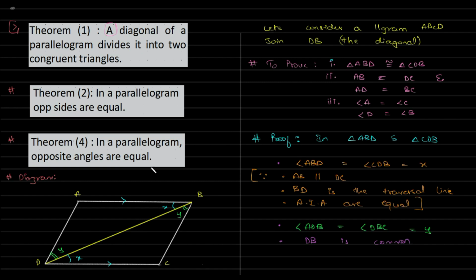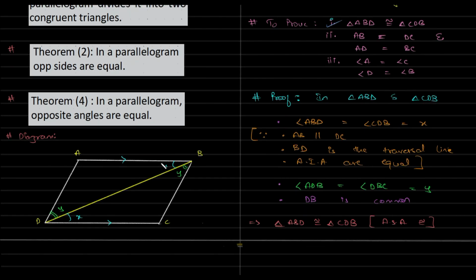So we have two angles and an included side. So this implies triangle ABD is congruent to triangle CDB because of ASA congruency. Okay, so the first part is done.